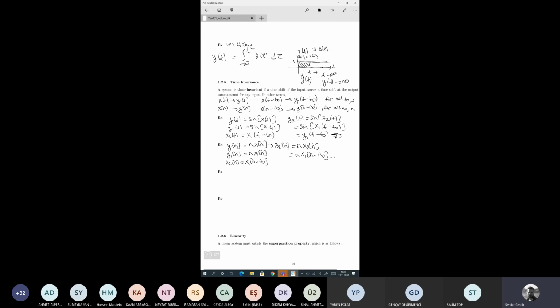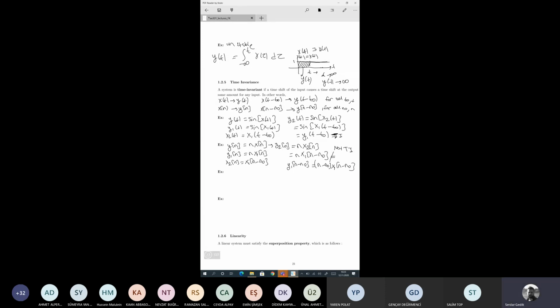So of course, this is not equal to y1 of n minus n0. What is y1 of n minus n0? It is n minus n0 times x1 of n minus n0, right? Since those two are not equal, I can say that the system is not time invariant. Those two must be equal for time invariance.